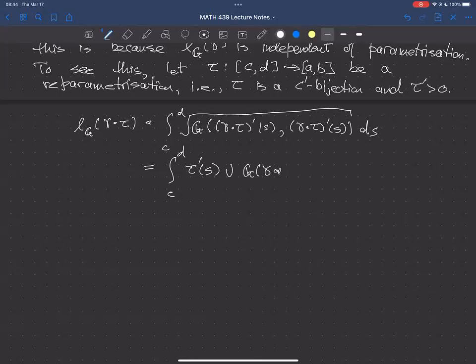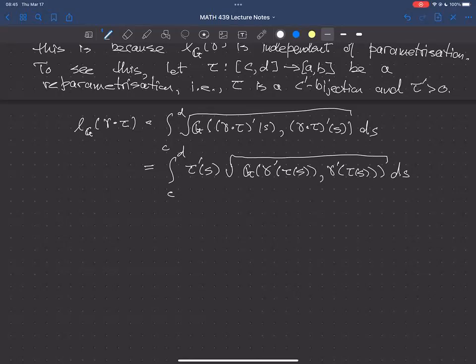Let me do this carefully. So it's going to be gamma prime at tau of S, and then gamma prime at tau of S. So that's what you get from doing the chain rule, ds. Does it make sense?